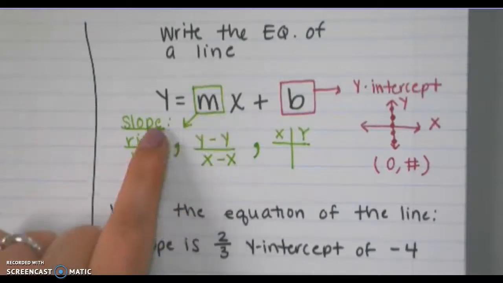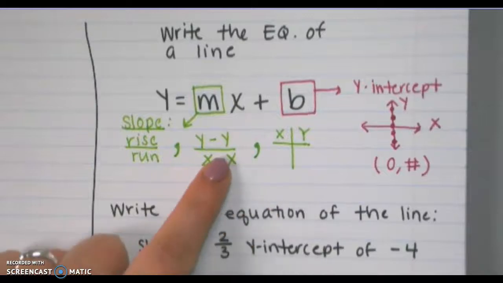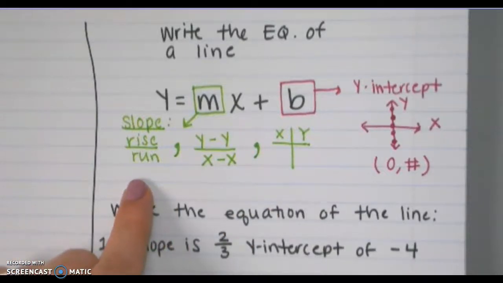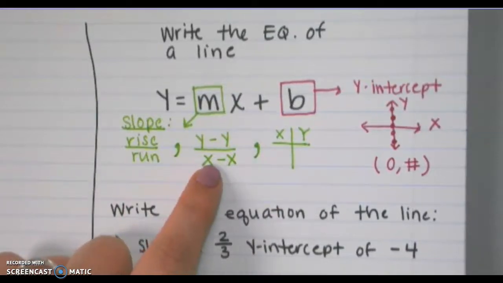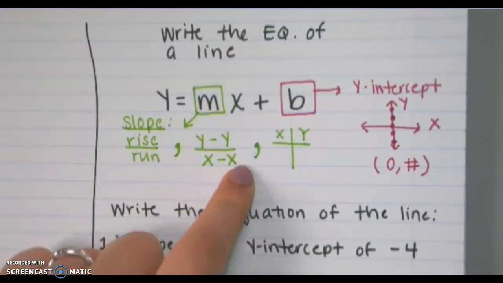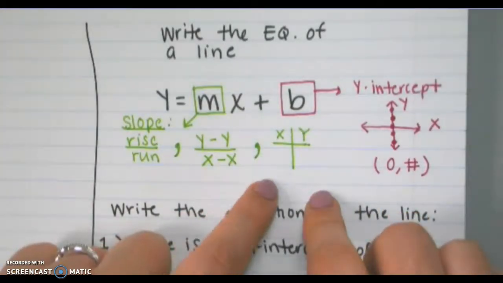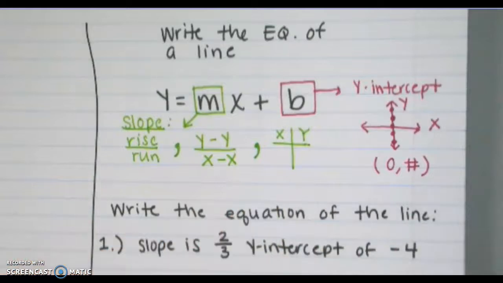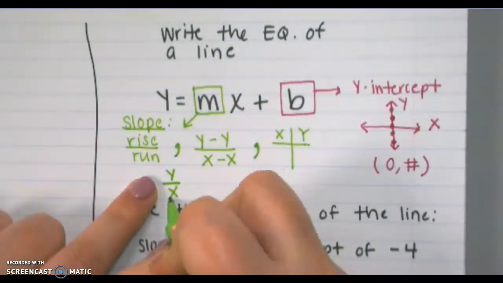So the m stands for the slope. Now we can find slope a bunch of different ways, so it really just depends on the problem. Sometimes I might tell you the slope so you can skip that step. But remember, if I give you a graph or 2 points or a table, we know how to find the slope. From the graph, we can use rise over run. We can do our y minus y over x minus x. From a table, we can figure out what the y's are going up by, what the x's are going up by. And we know that no matter which method we do, our answer should look like y over x.